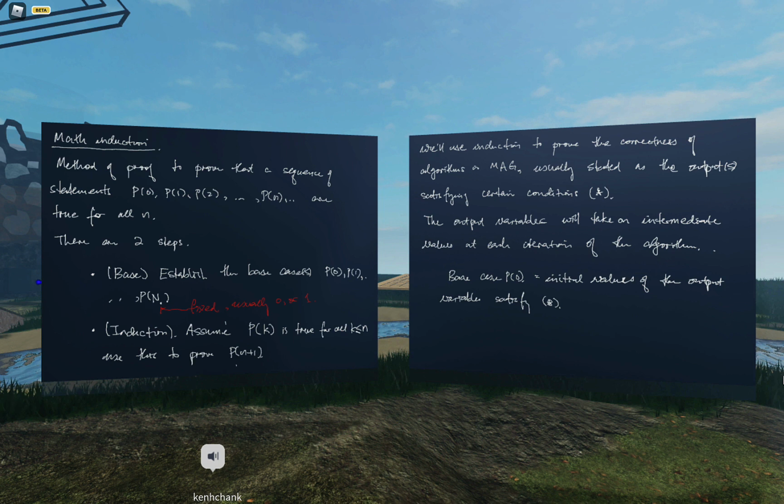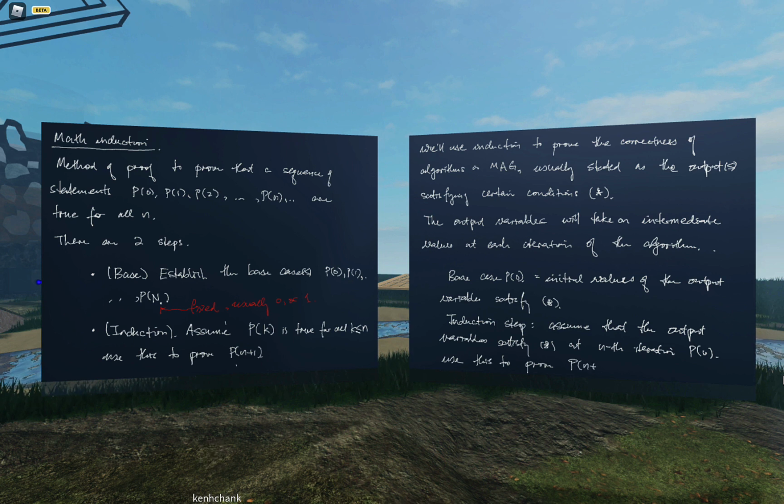Okay, so Pn, right? The induction step is going to be showing that we assume that the output variables satisfy star at the nth iteration, right? So this is like Pn, and then we use this to prove P star.